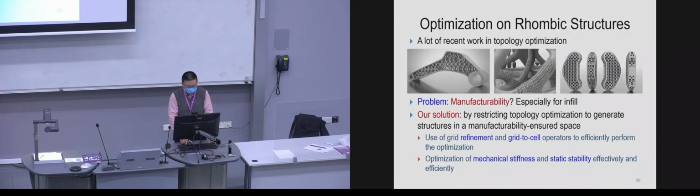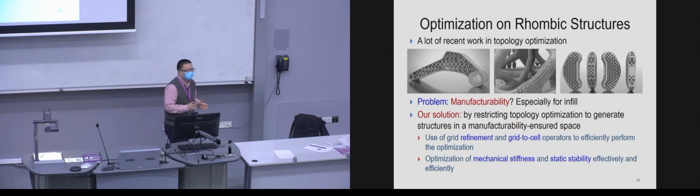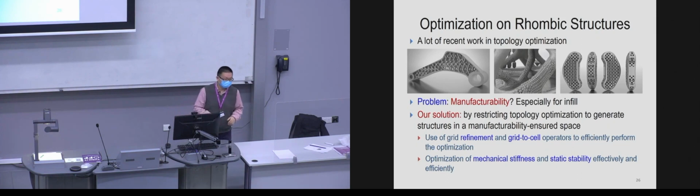And consider the last challenging issue, which is manufacturability. A lot of people say, okay, don't worry about it, let's simply use 3D printing. And there are two issues here. First of all, you cannot 3D print anything. And why can't you 3D print anything? Well, there are two issues as well.